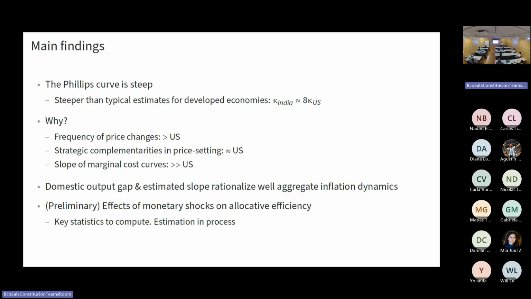And then what we do in the paper is to show you how these allocative effects of policy work. So what I'm going to show you today is some key statistics.